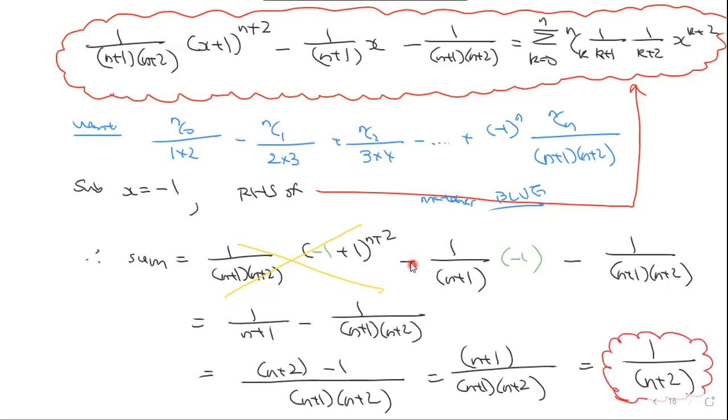And the technique of taking an identity, modifying it if required, and then subbing in values is essentially how you do this type of binomial identity questions.